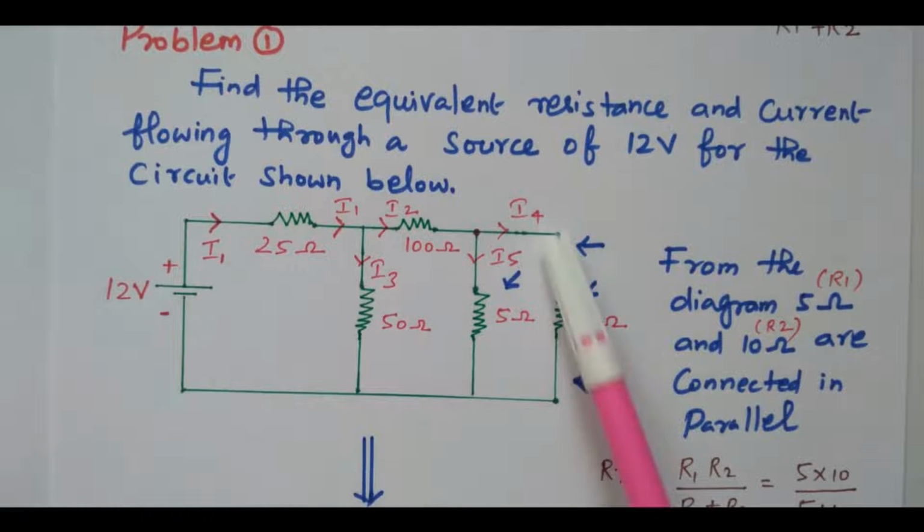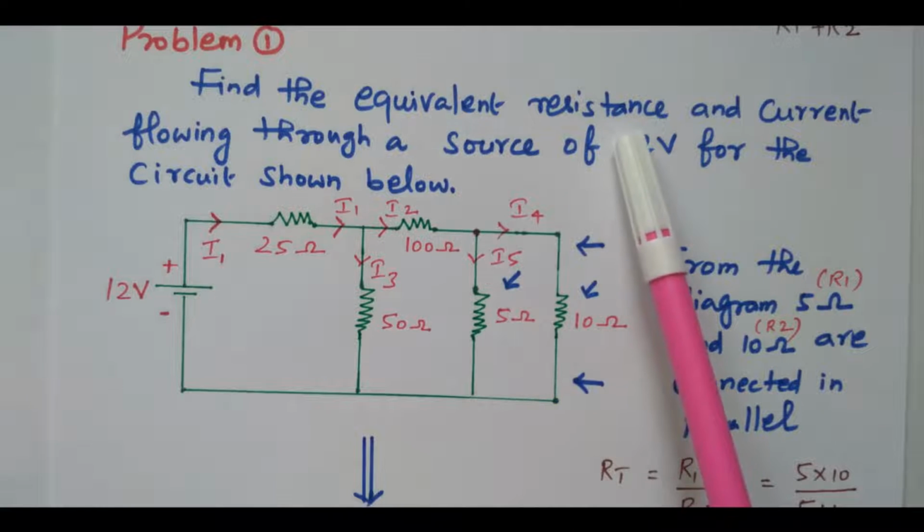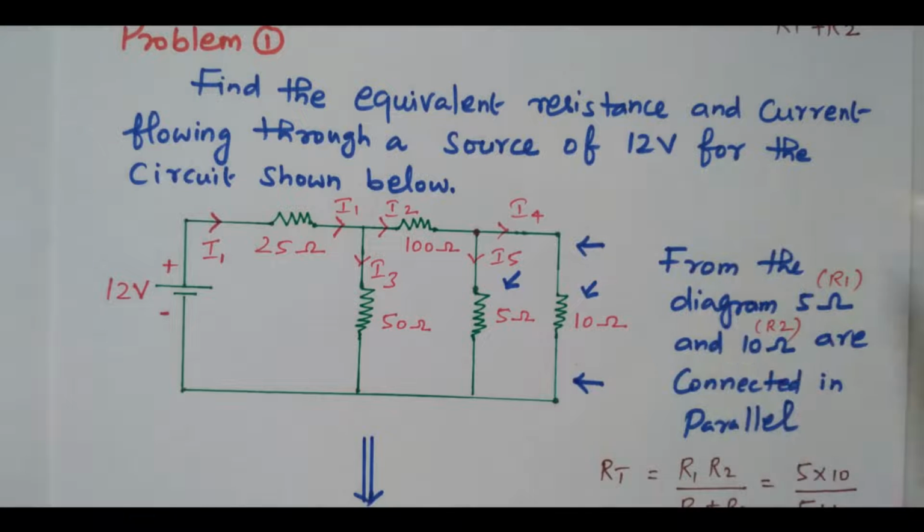So the circuit is available. In this circuit diagram, we need to find the equivalent resistance and the current flowing through the source of 12 volts for the circuit shown below. For this circuit diagram, with the combination of resistors, we need to find the total equivalent resistance, as well as the current flowing through the 12 volt source.